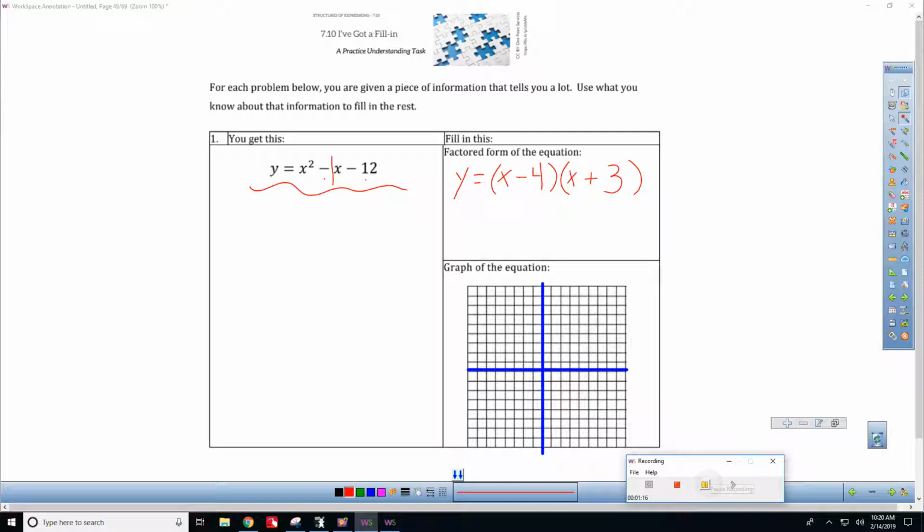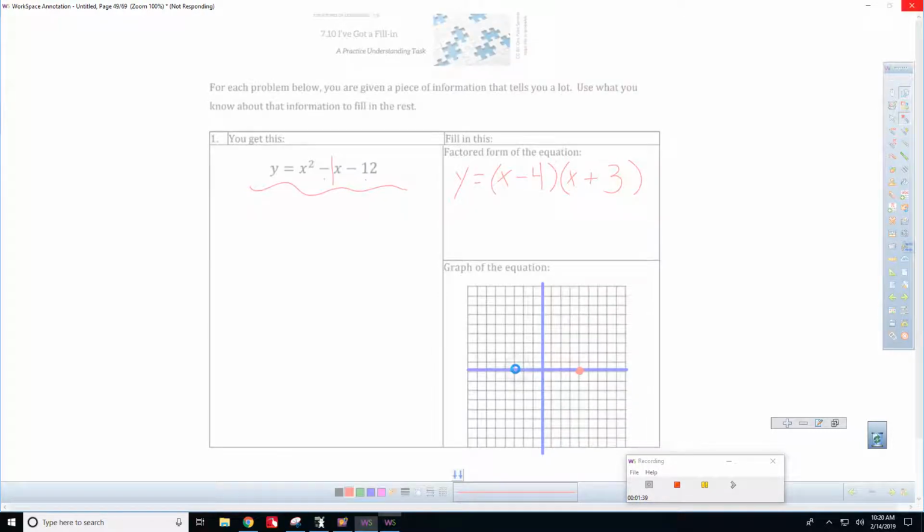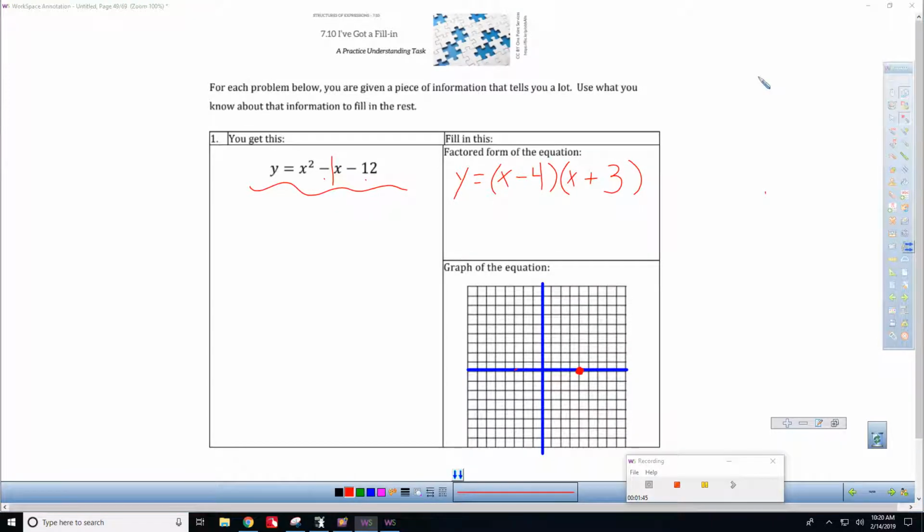Well, that tells us that our X-intercepts are at positive 4, 0 and negative 3, 0. That's what we're going to put in for X to get a 0 for Y. This thing is already slow. It's been terrible today. Come on now.